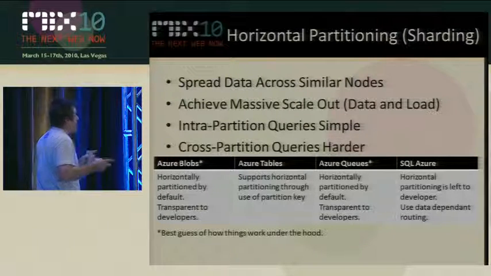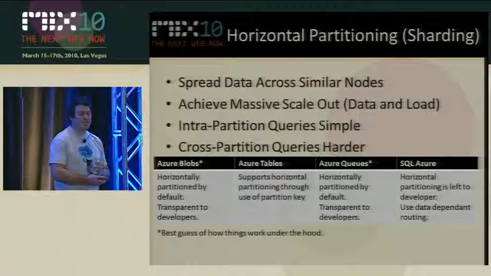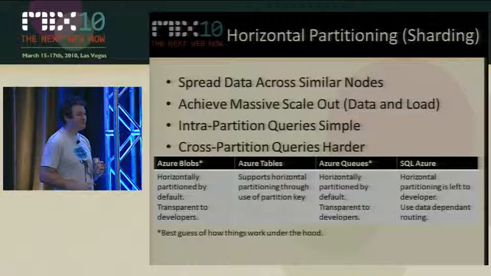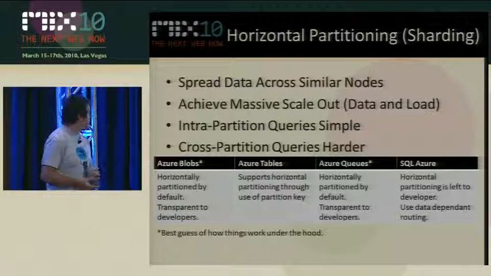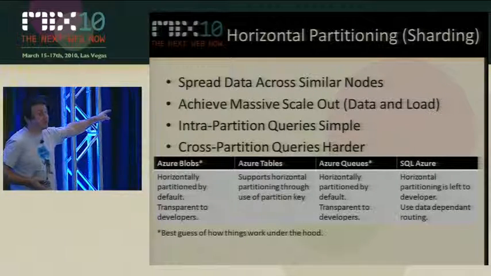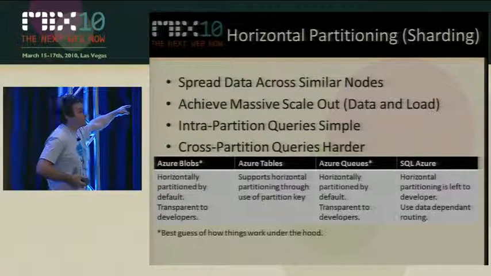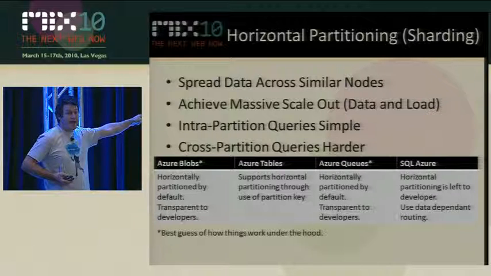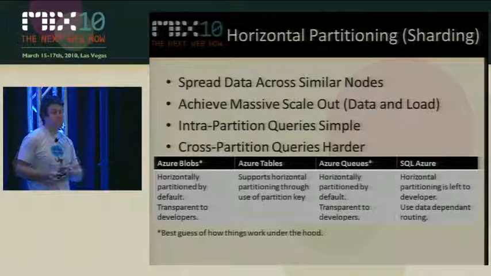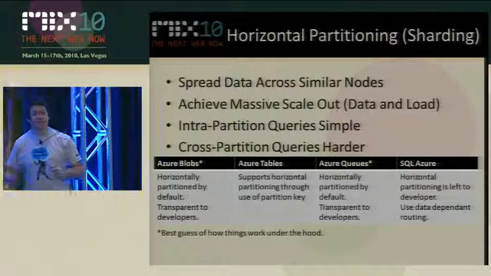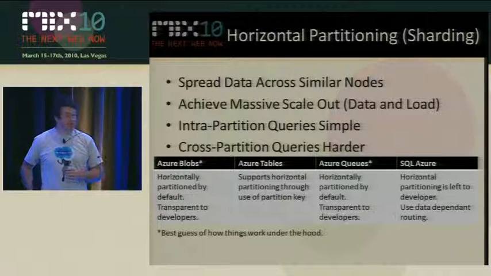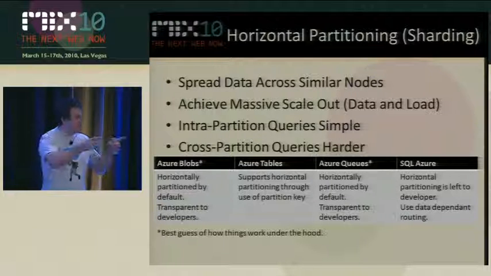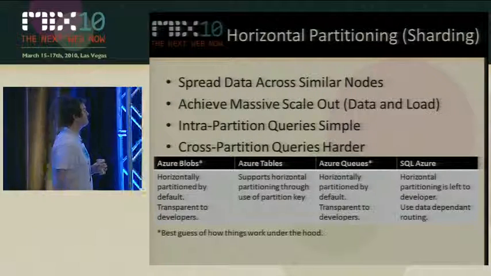In terms of how I think that things work under the hood, again, I don't work for Microsoft. In Azure, here's how we go. Azure blobs, I would say, are horizontally partitioned by default. If you upload a really big file into Azure blob storage, there's a good chance that that blob is going to be split across multiple nodes in the data center. That is absolutely transparent to you. You are just dealing with a single named blob in a container.